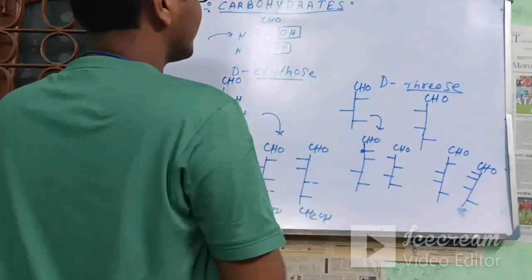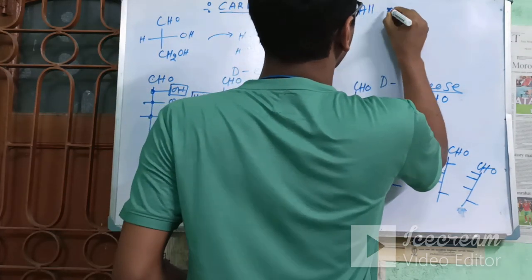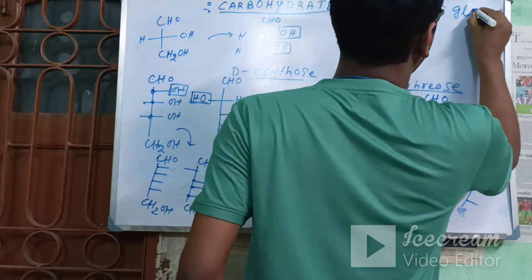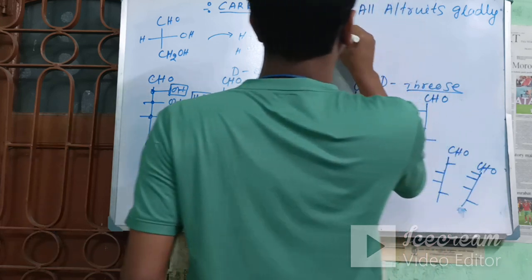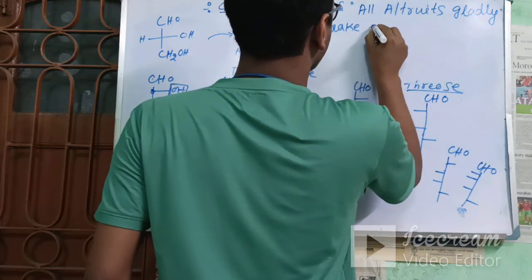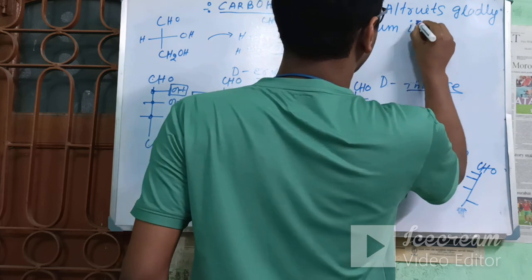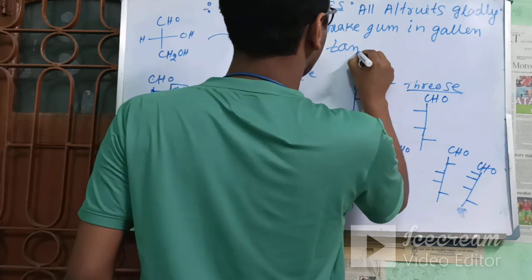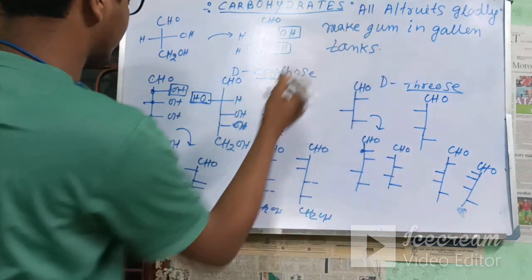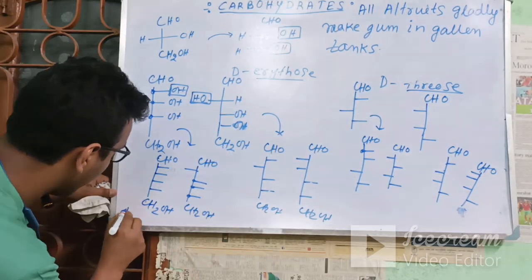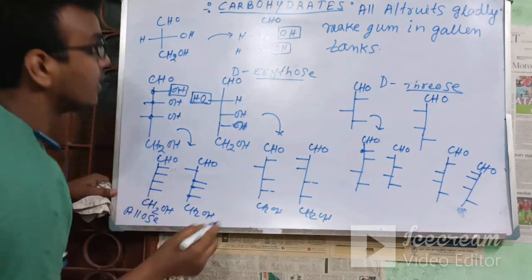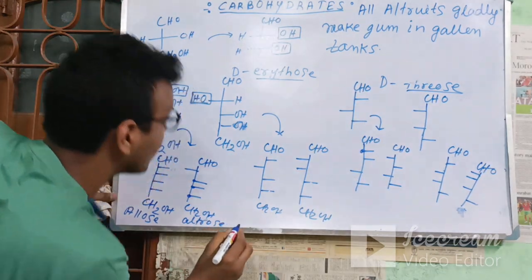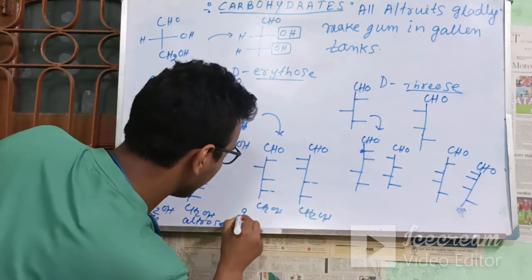One mnemonic is there, like: All altruids gladly make gum in gallon tanks. First "all" means allose, and second "altruids" means altrose, and then "gladly" means glucose.